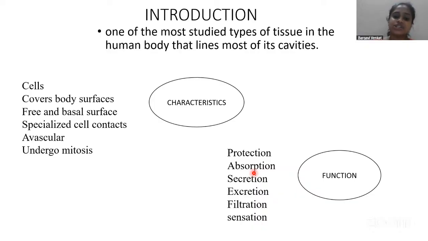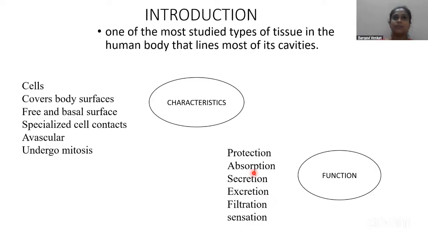Next is excretion and filtration. Here, you can take the kidney as an example. The waste products are filtered and excreted through the kidney. All this excretion and filtration is taken care of by the urothelium, that is your epithelium in the kidney, your urethral and kidney epithelium. And next is sensation.